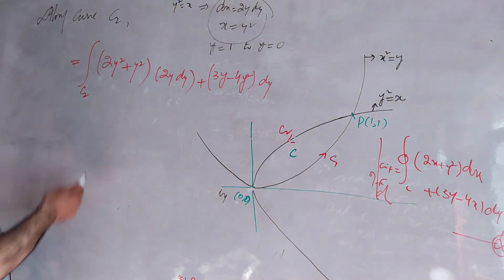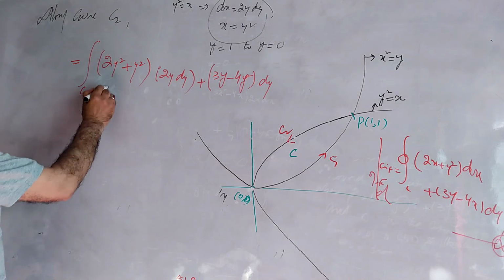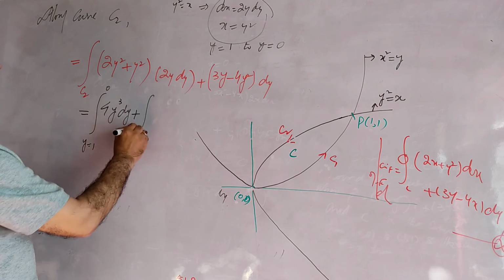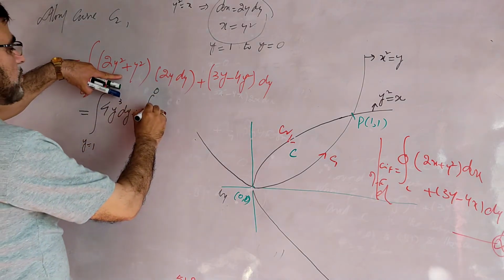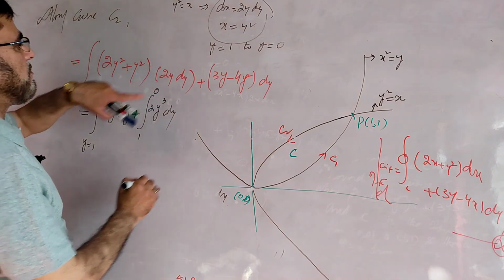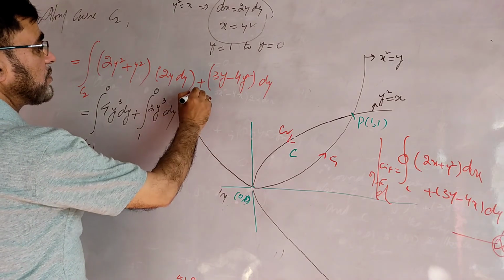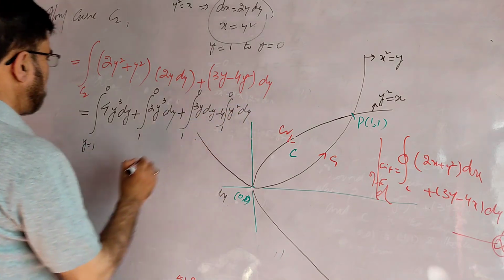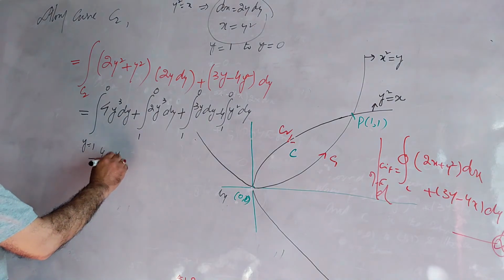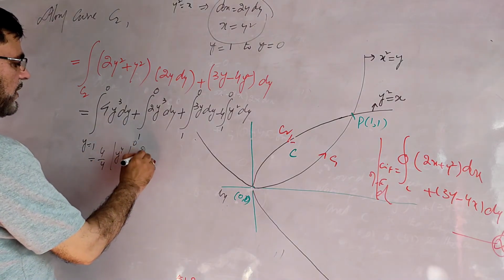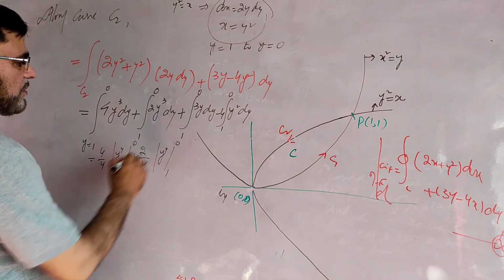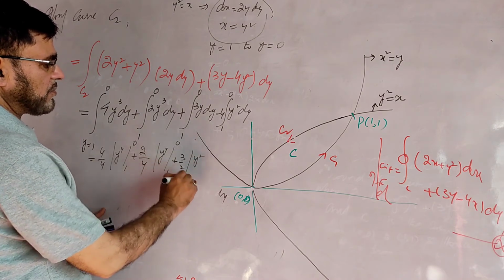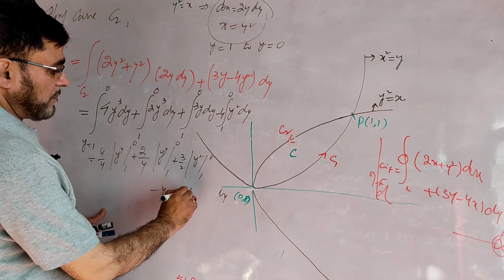Well, this gives me the integral of y from 1 to 0, 4y cube dy, plus the integral from 1 to 0 of 2y cube dy, then plus the integral from 1 to 0 of 3y dy, minus the integral from 1 to 0 of 4y square dy. Let us see what it is. It is 4 by 4 y to the 4, from 1 to 0, then plus 2 by 4 y to the 4, from 1 to 0. I am integrating it, simple integration, y to the n plus 1 by n plus 1, plus 3 by 2 y square from 1 to 0, then minus 4 by 3 y cube from 1 to 0.